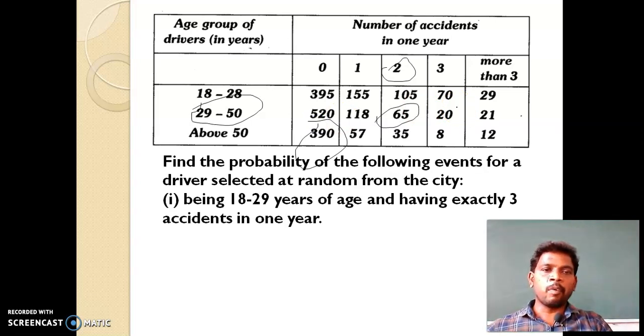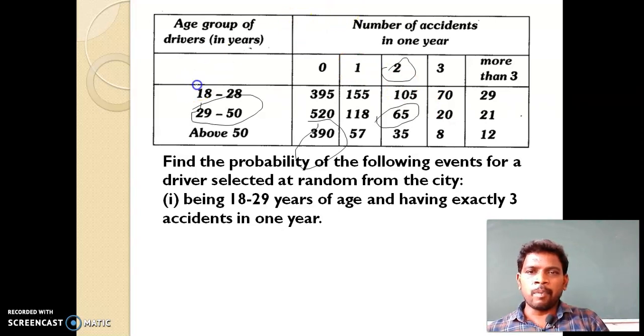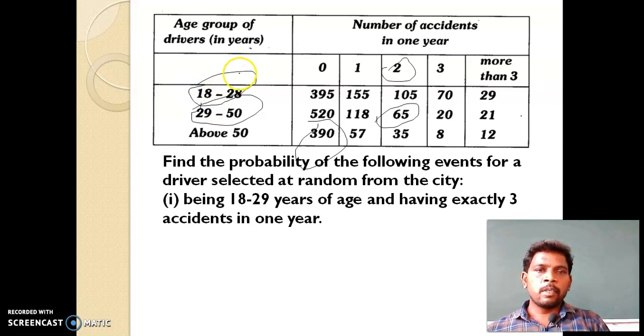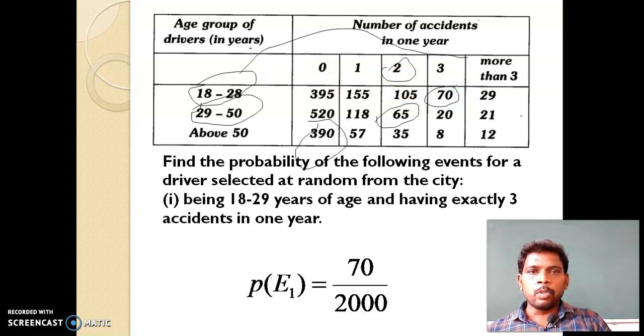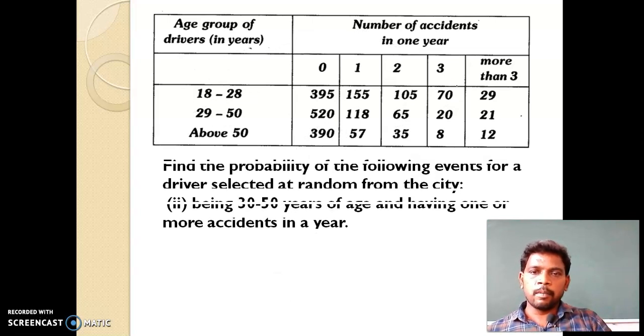Find the probability of the following events for a driver selected at random. First question, being 18 to 29 years of age and having exactly 3 accidents in 1 year. So this range, but exactly 3. The corresponding number for 18 to 29 is 70. So the answer is 70 divided by 2000, since the total is 2000. Let us see the next question.